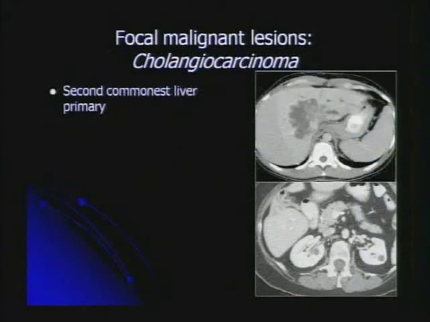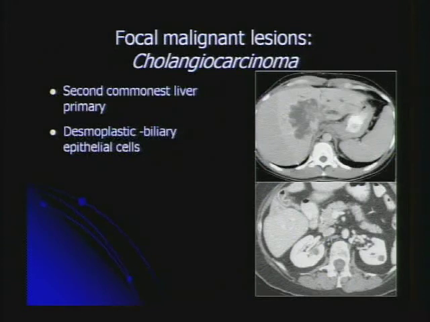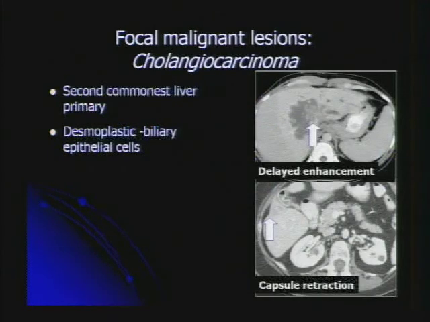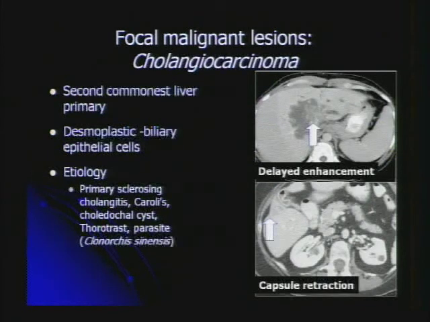So cholangiocarcinoma, let's move on to that. This is the second commonest liver primary. I think this is one of the hardest tumors to actually detect, because it doesn't enhance well, it can be very infiltrating. It's a desmoplastic tumor, so it tends to cause scarring. It arises from the biliary epithelial cells. It's associated with duct dilatation.